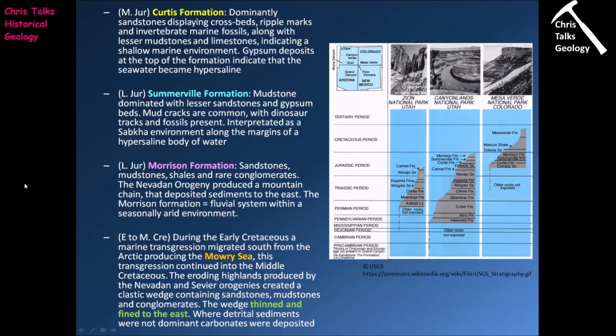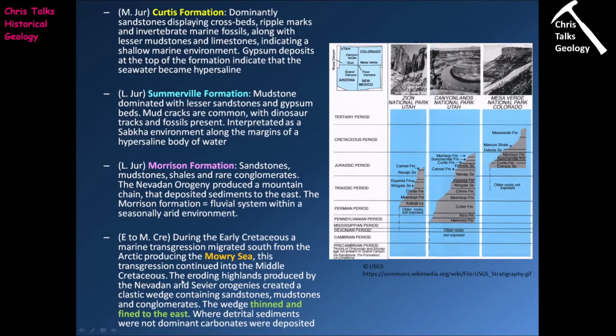Now, as we enter the early to middle Cretaceous, things begin to change. So during the early Cretaceous, we have a marine transgression taking place. So we have essentially water coming in from the south and from the Arctic, and this produces the Moray Sea. And this transgression continues into the middle Cretaceous.